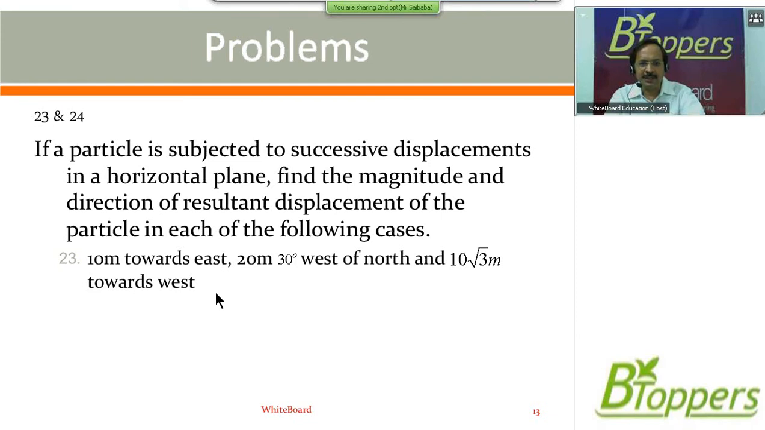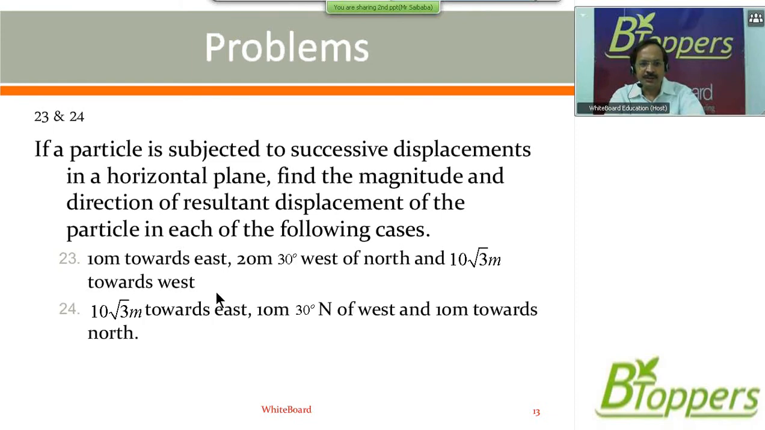If you want to try the problem, you can take a pause and try the problem. I will show 24 also. Now, the 24th question, the particle first moves 10 root 3 meter towards east. Next it moves 10 meters in the direction 30 degrees north of west. And finally it moves 10 meters towards north. If you want to try these problems yourself first, you can take a pause.